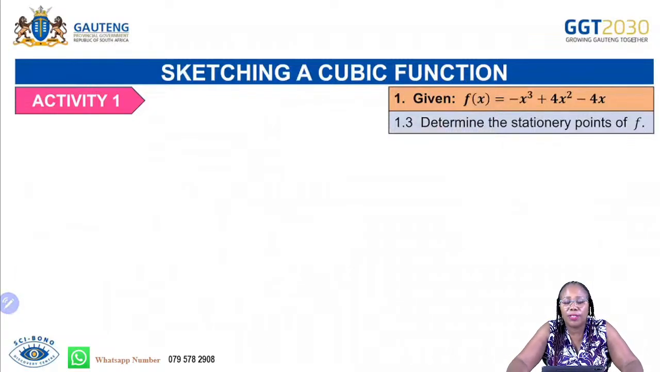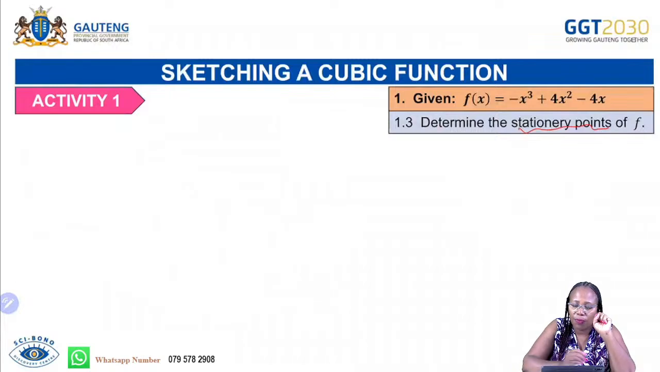And then 1.3, determine the stationary point of f. Now, we are looking at the stationary point. Remember, we said the stationary point will be calculated by differentiating your function. Step number 1. Number 2, you let it equal to 0. Number 3, you solve for x. Number 4, you substitute x into the original to get the y values. Those are the 4 steps to follow for stationary.